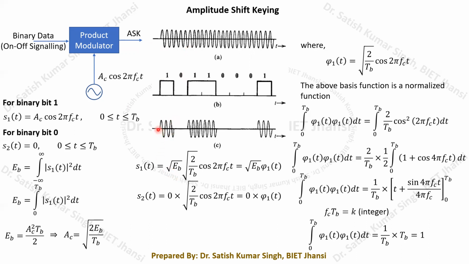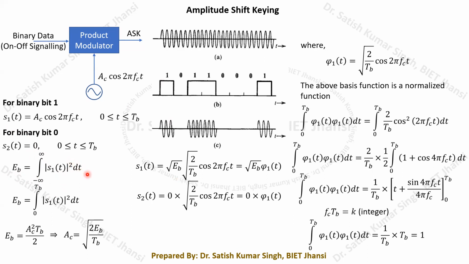So now what we can calculate is the energy within one bit duration of this particular carrier. How do we calculate the energy for any signal, if you remember? I am calling it the energy per bit, Eb, within this bit duration. So this Eb can be calculated by integrating the signal, for example S1(t), over minus infinity to infinity, the magnitude of S1(t) whole squared, dt.